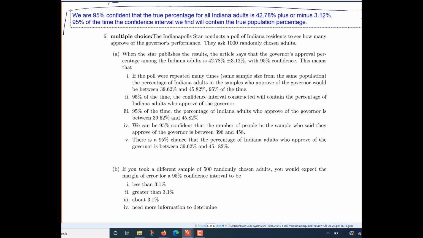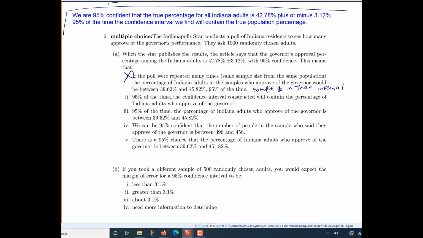Now that you have that written down, find what matches it. If the poll were repeated many, many times, and it has the same sample size, that's implied in what we did up above, the percentage of Indiana adults in the samples who approve of the governor would be between 39.6 and 45.7, 95% of the time. So it's saying your sample percentage will be in that interval if you do it lots of times. That is complete bogus. We never should be talking about the sample percentages.